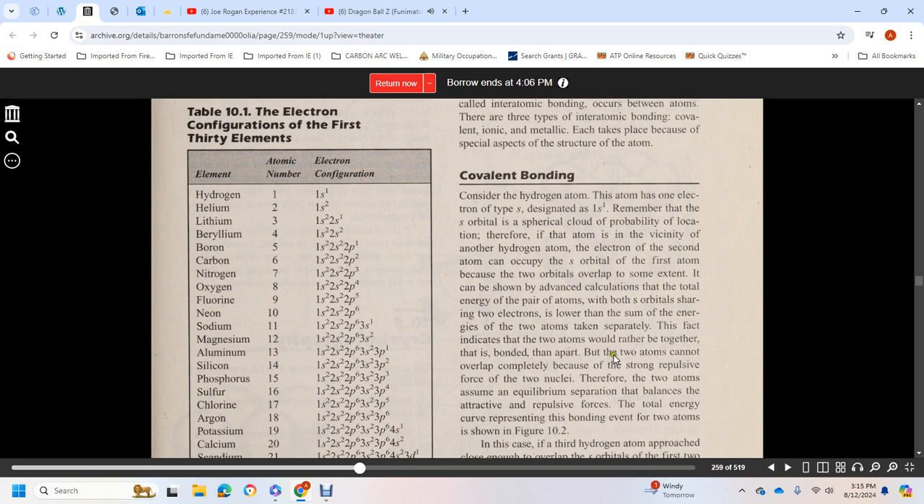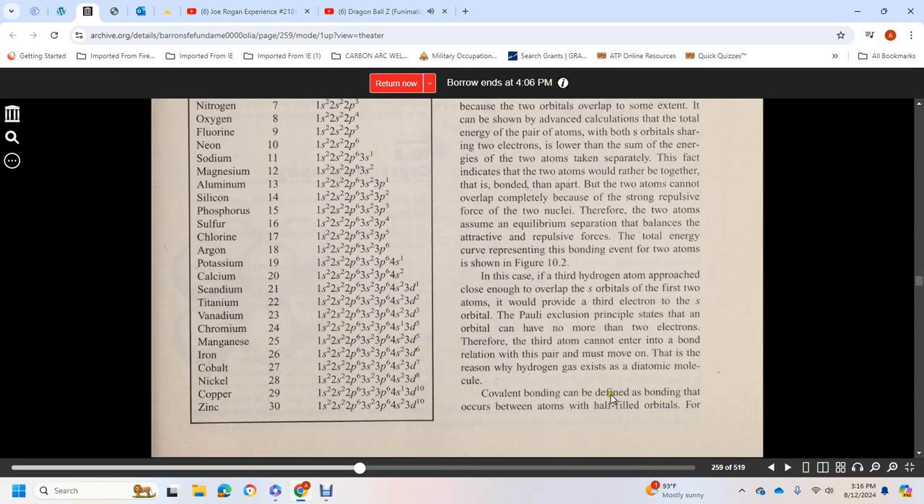They are more stable bonded than apart, but the 2 atoms cannot overlap completely because of the strong repulsive force of the 2 nuclei. Therefore, the 2 atoms assume an equilibrium separation that balances the attractive and repulsive forces of the total energy. The curve represents the bonding event of the 2 atoms, as shown in figure 10.2.